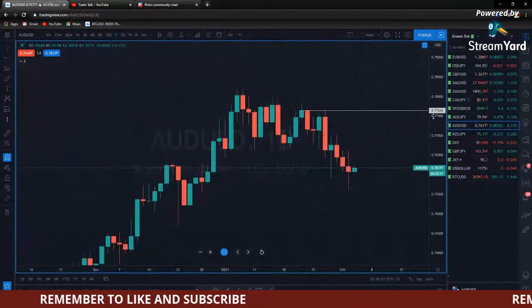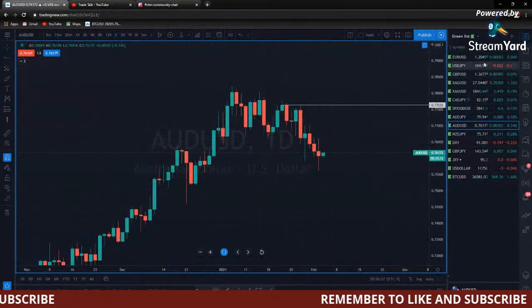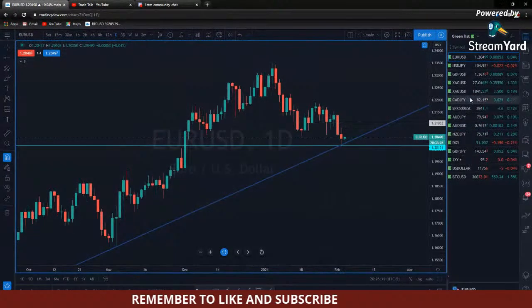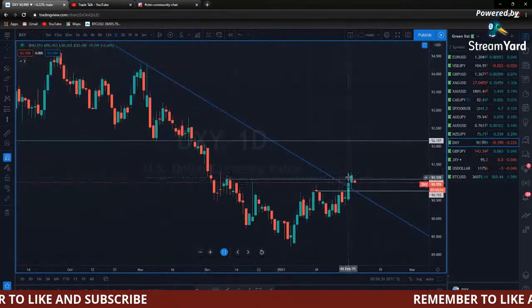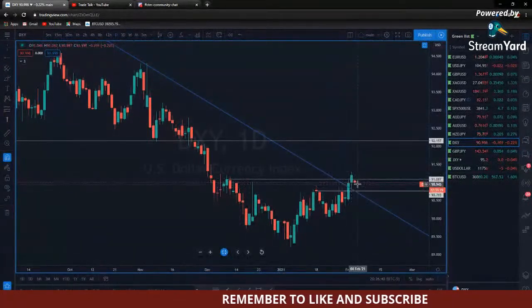Now, since the dollar and the Euro USD are both, well, the Euro USD is coming into a crucial area, the dollar not so much. Where did it go? There it is. The dollar not so much. We did get a daily closure above this market structure swing high, and we are trading back below it.